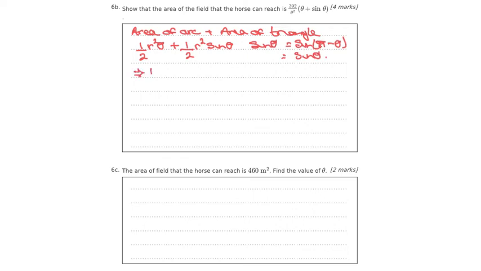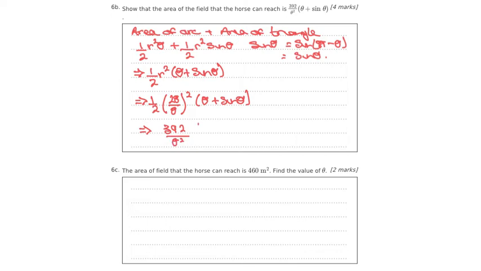Therefore, we get a half r squared, theta plus sine theta. Substitute in for r, so therefore we get a half. Well, we know r squared is 28 squared over theta squared, theta plus sine theta. Multiply out, we get 392 over theta squared, theta plus sine theta.